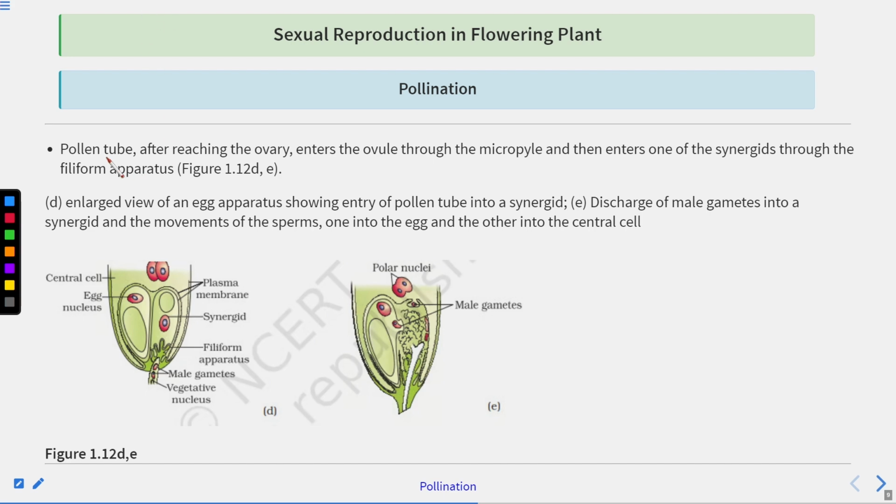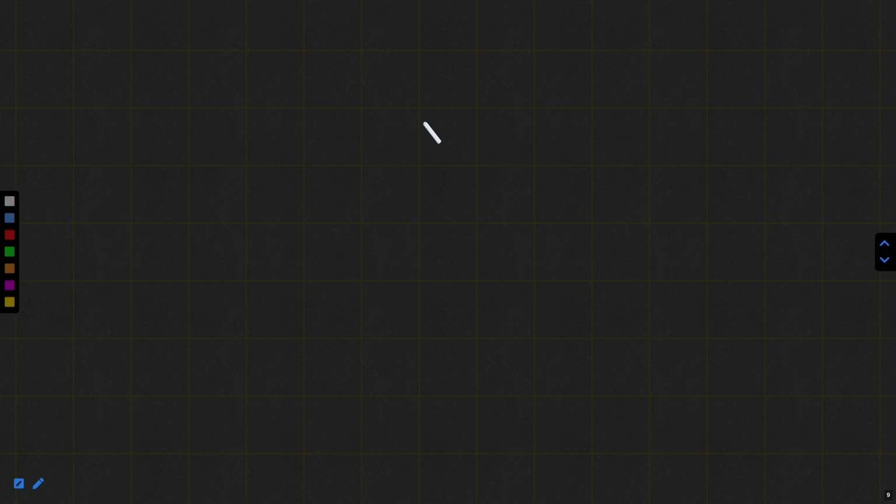Now the pollen tube, after reaching the ovary, enters into the ovule. I've told you the ovule is present within the ovary. It enters through the micropyle, through the micropylar end, and enters one of the synergids through the filiform apparatus. So what is happening here? Let's draw the embryo sac here. This is a very rough diagram that I am drawing. The embryo sac consists of the egg apparatus, antipodals, and the polar nuclei.